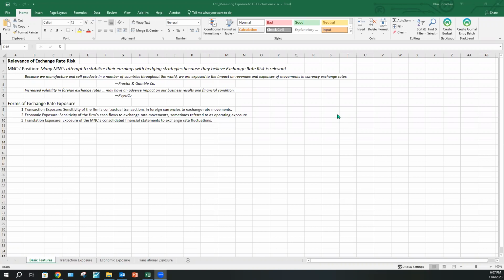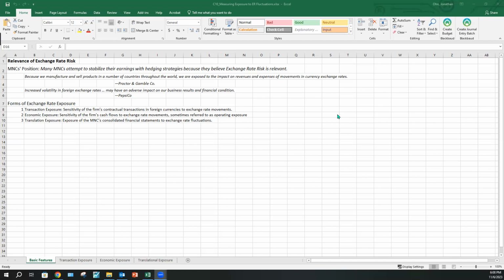Okay, and Eric, can you read the second part? Sure. Forms of exchange rate exposure. Transaction exposure: sensitivity of the firm's contractual transactions in foreign currencies to exchange rate movements. Economic exposure: sensitivity of the firm's cash flows to exchange rate movements, sometimes referred to as operating exposure. Translation exposure: exposure of the MNC's consolidated financial statements to exchange rate fluctuations. All right, thank you.